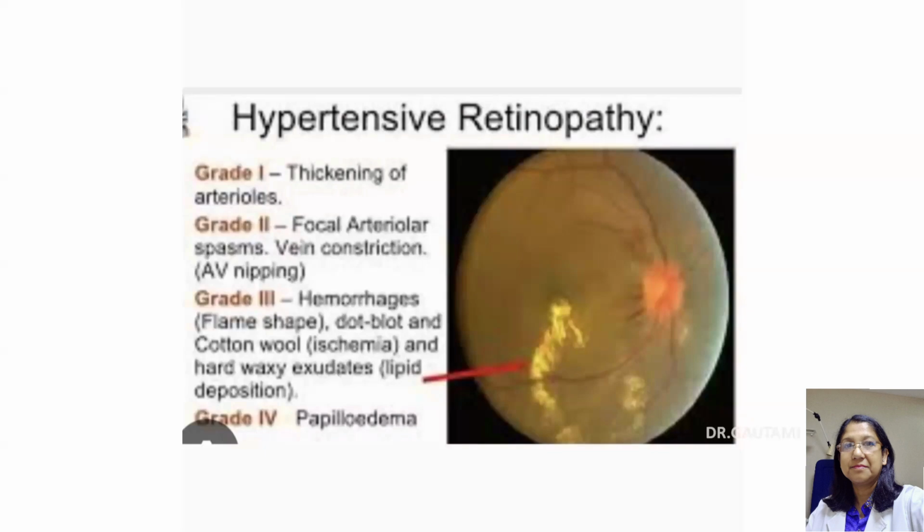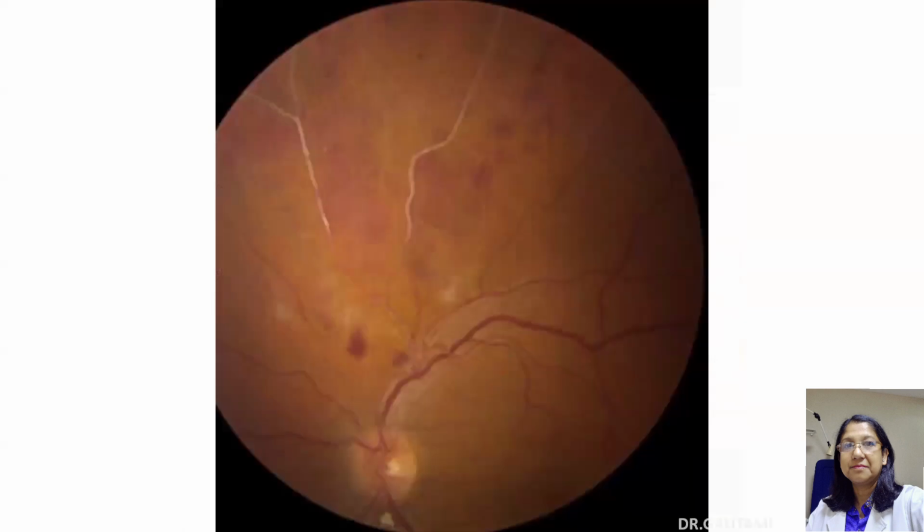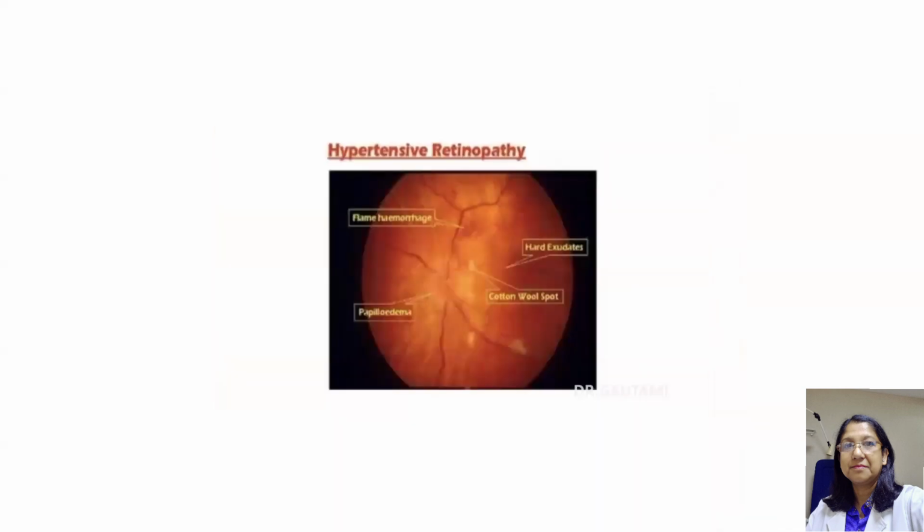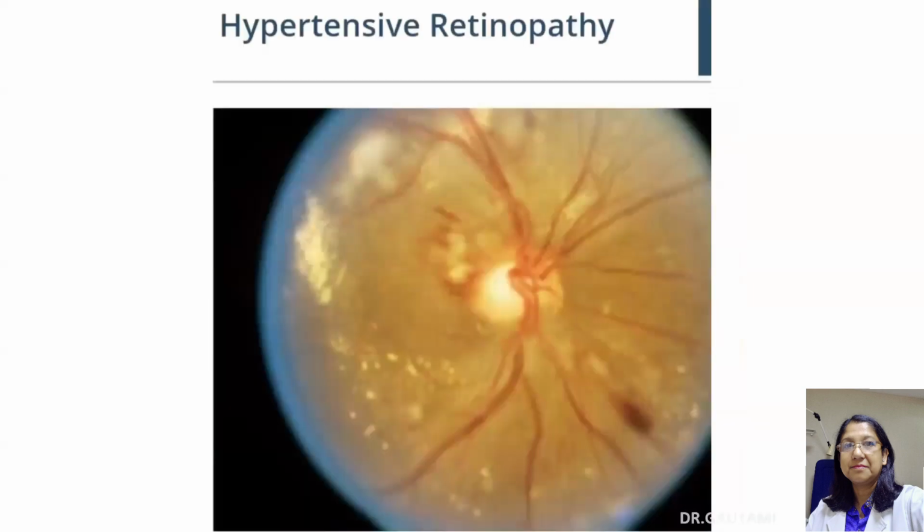Then again, ischemia, which shows cotton wool spots, hard exudates, lipid deposits. Those are hard exudates. And grade 4, severe form of hypertensive retinopathy, papilledema, swelling of the optic disc. That is grade 4. See, the vessels are sclerosed. Sclerosed vessels. Flame-shaped hemorrhage, hard exudates, cotton wool spots, papilledema. This is grade 4 hypertensive retinopathy.